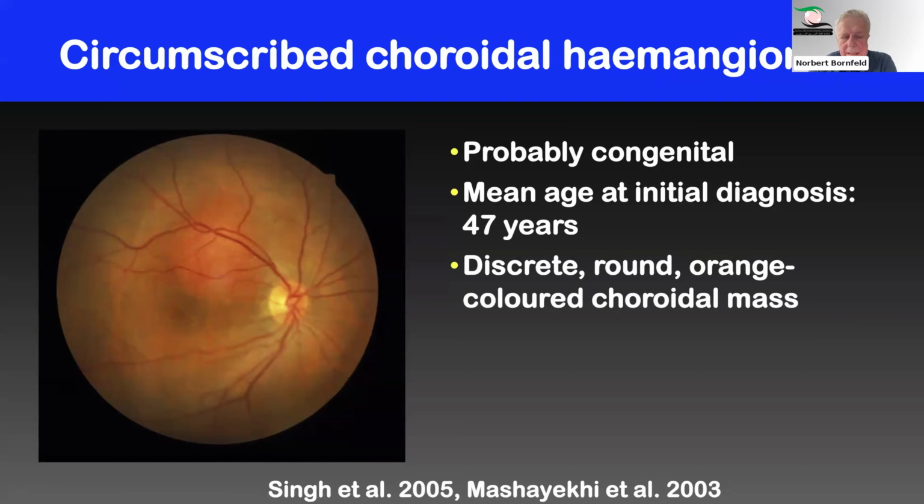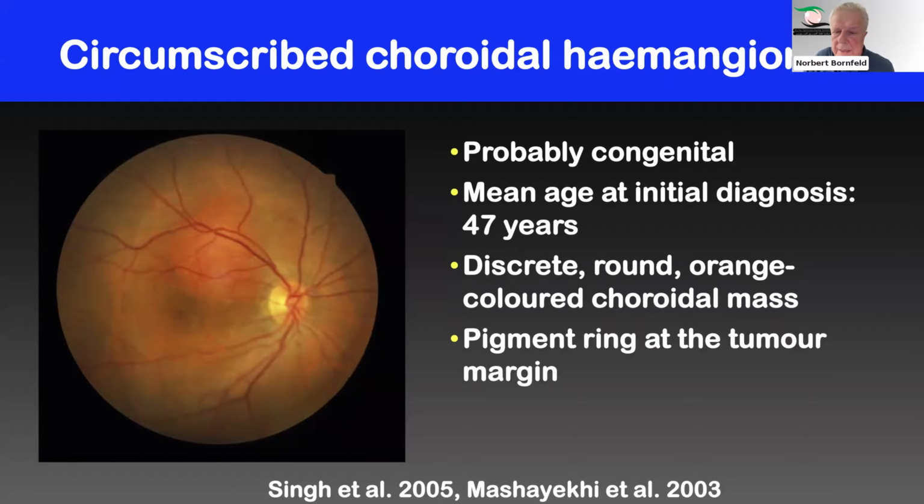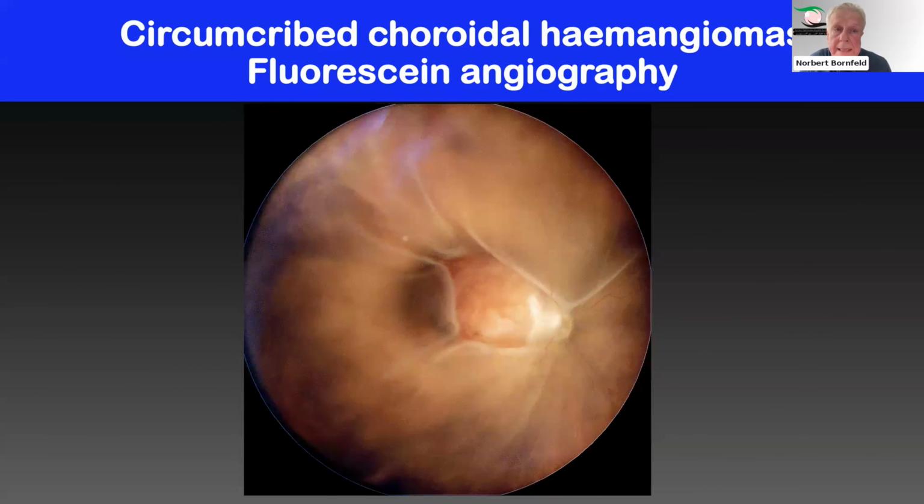The typical clinical characteristics of such a tumor are discrete, round, orange-colored choroidal masses, as shown on the slide, on the image on the left. And there may be a pigment ring at the margin of the tumor, and most of these tumors have subretinal exudation, and they may be mistaken for central serous retinopathy. These are small tumors. We've seen a lot of patients who have been treated for years with a diagnosis of central serous chorioretinopathy, and these hemangiomas may be small and just have exudation, but of course they are detected in the angiogram.